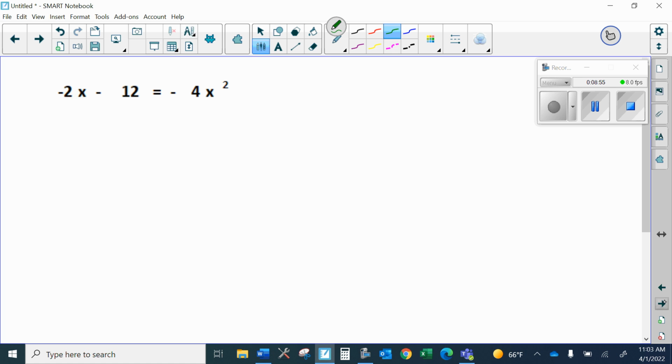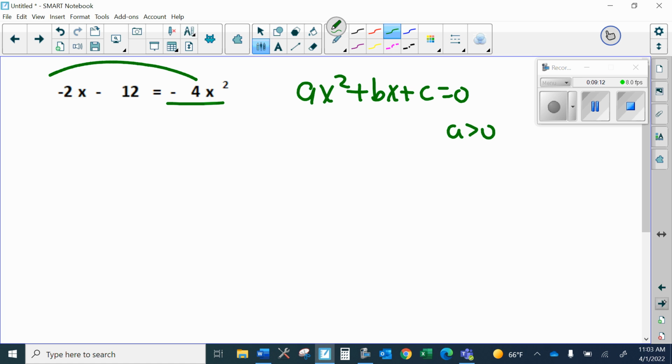Okay, remember the first thing we do is set our quadratic equal to 0. Ax squared plus bx plus c equals 0. I always want a to be positive, a greater than 0. Since a is negative right there, remember it's the coefficient of the quadratic term, practice your vocabulary, I'm going to go ahead and move it to the other side. The coefficient of the linear term is negative 2, and the constant term is negative 12. So I move it across. I have 4x squared minus 2x minus 12 equals 0.